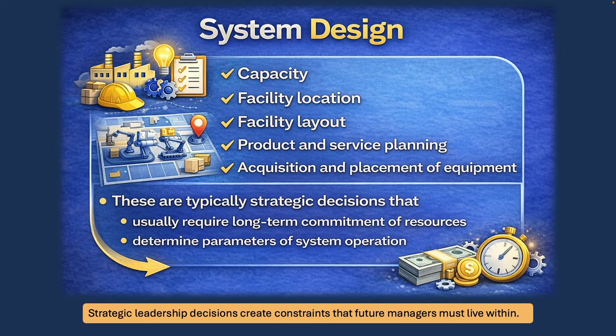System design decisions include capacity, facility layout, location, and equipment selection. These decisions are strategic and involve long-term commitments. Leadership decisions at this level shape what future managers can and cannot do. Poor design limits good execution regardless of effort.